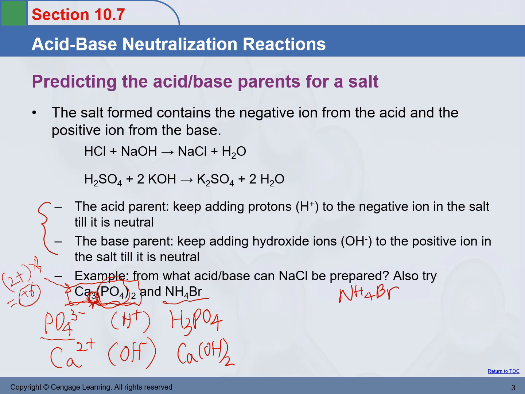All right, let's do the second one together. NH4Br, ammonium bromide. Take the negative ion, bromide, keep adding protons to it until it is neutral. That will be HBr, that's the acid. The base, take the positive ion, keep adding hydroxide to it till it is neutral. That will be ammonium hydroxide.